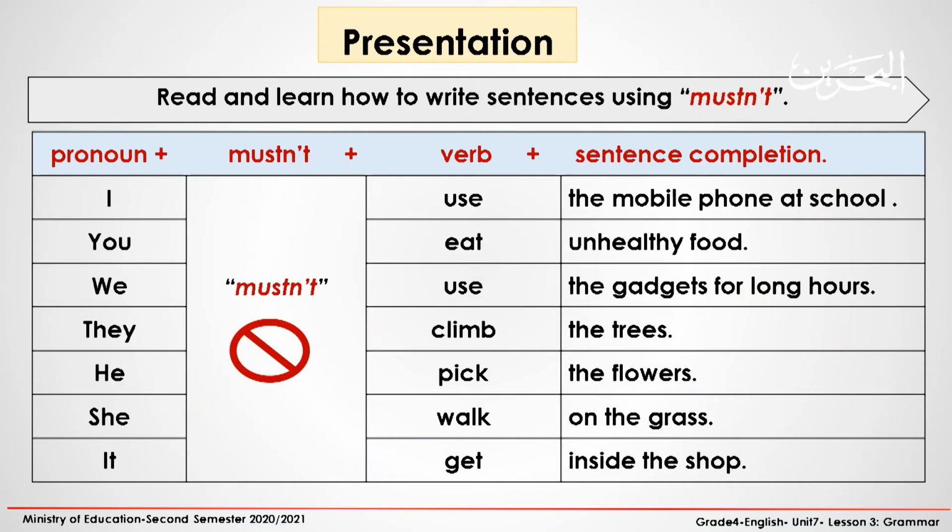Read and learn how to write sentences using mustn't. For example, I mustn't use the mobile phone at school. You mustn't eat unhealthy food. We mustn't use the gadgets for long hours. They mustn't climb the trees.